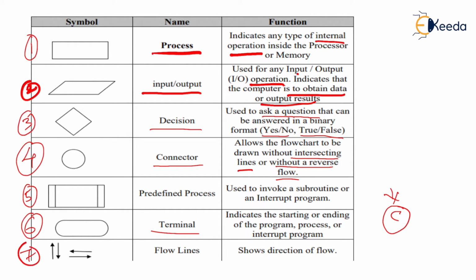Seventh is used for the flow lines. That means if you want to give the flow of your flowchart, you can display it with the help of different flow lines. So this is used to show the direction of your flow. We'll see details.